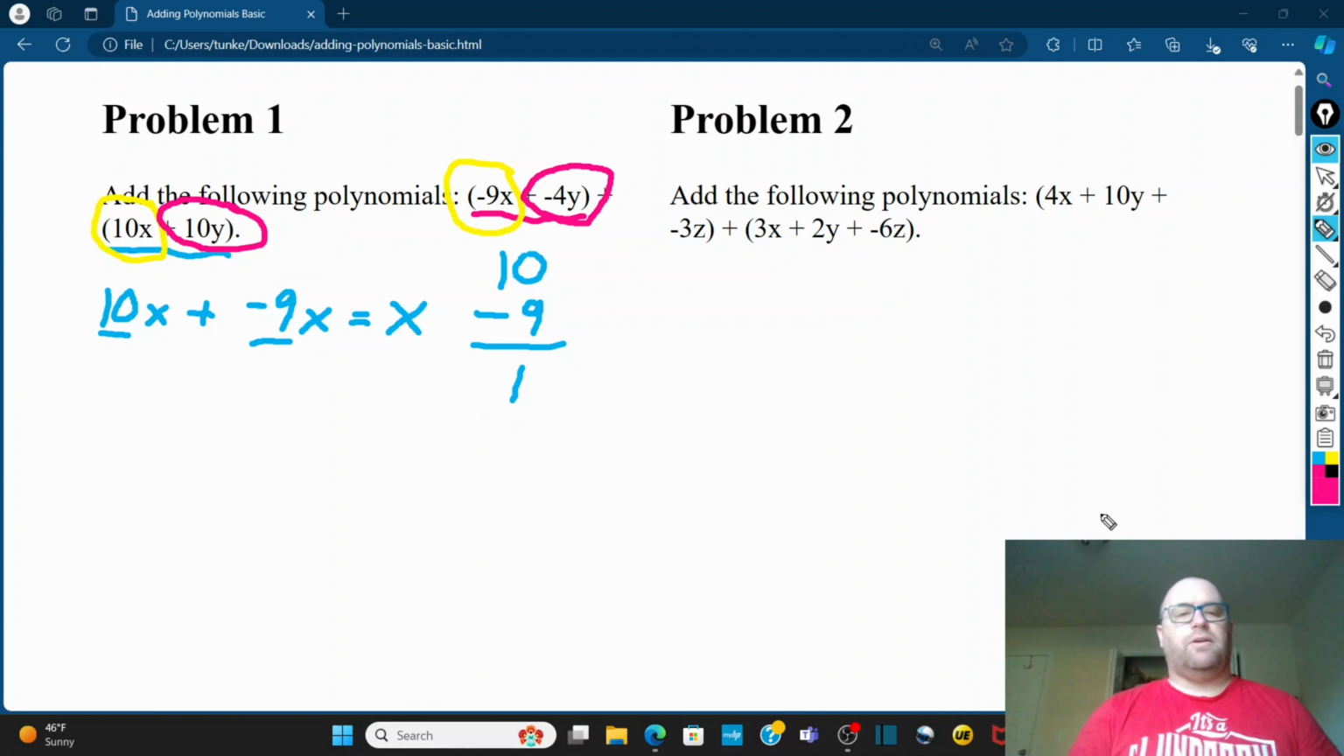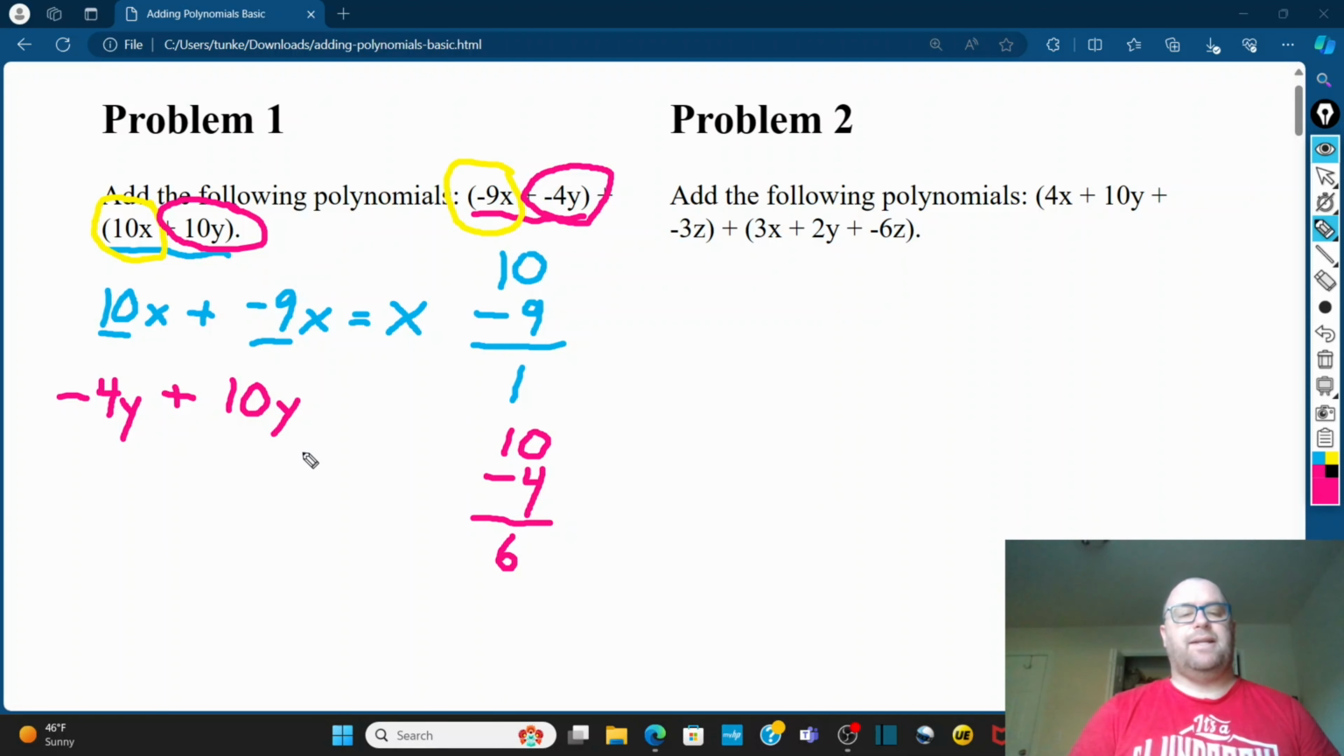Okay. Let's do a different color for the y's. So in this case, we have negative 4y plus 10y. Okay, and again, we're adding two numbers that have different signs. So we're going to take the number further away from 0 on the number line, that's 10. We're going to subtract the number that's closer on the number line, which is 4. We're going to get 6, and we're going to keep it as positive 6 because the 10 here, the one that's further away from 0 on the number line, is positive. All right, so we get 6y.